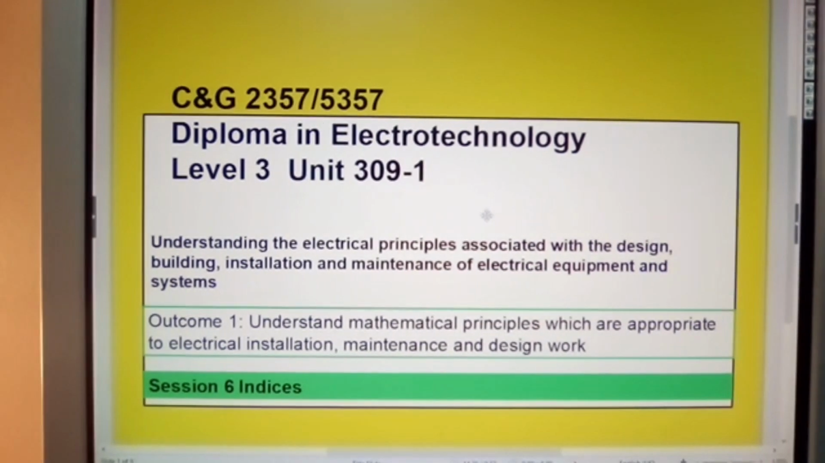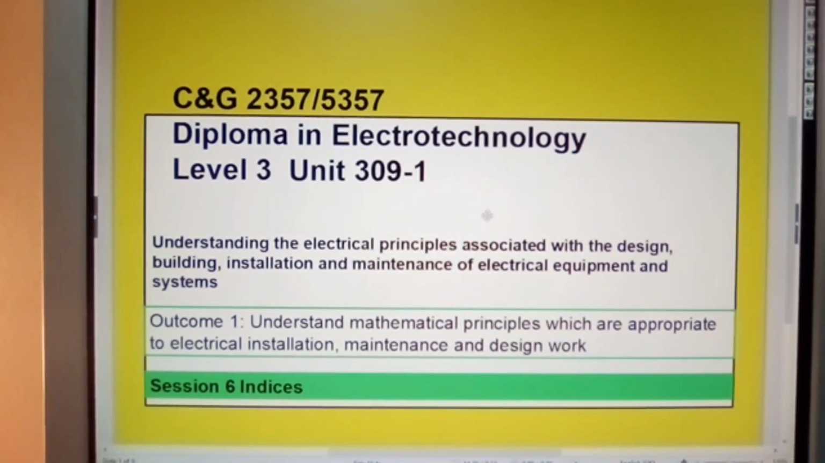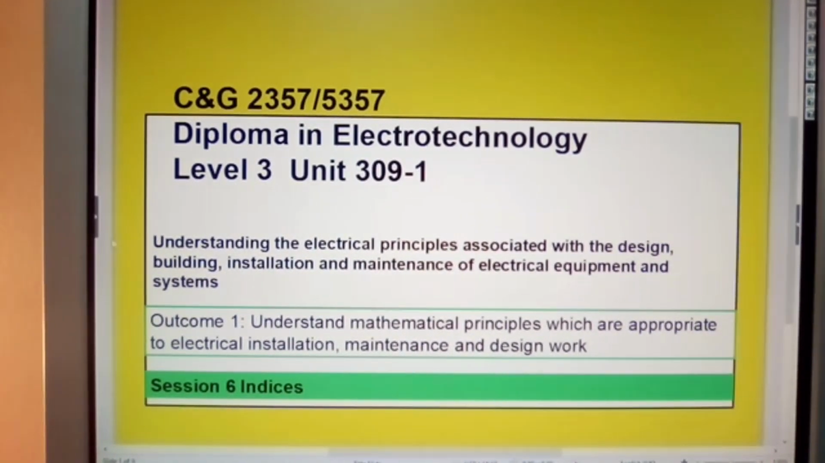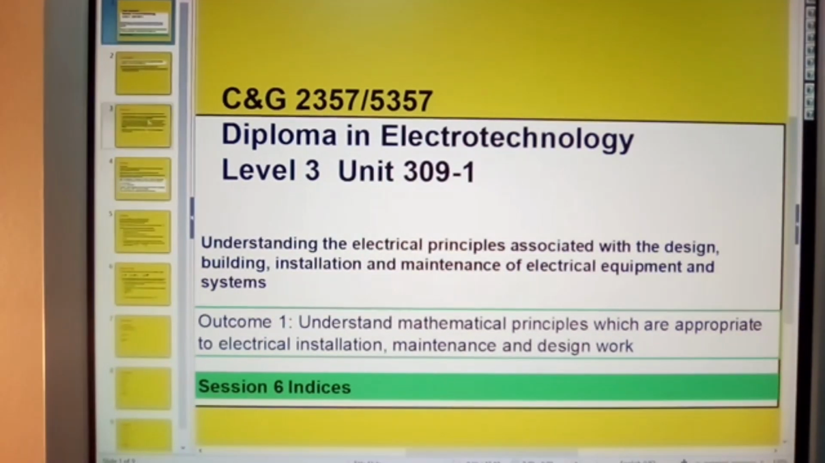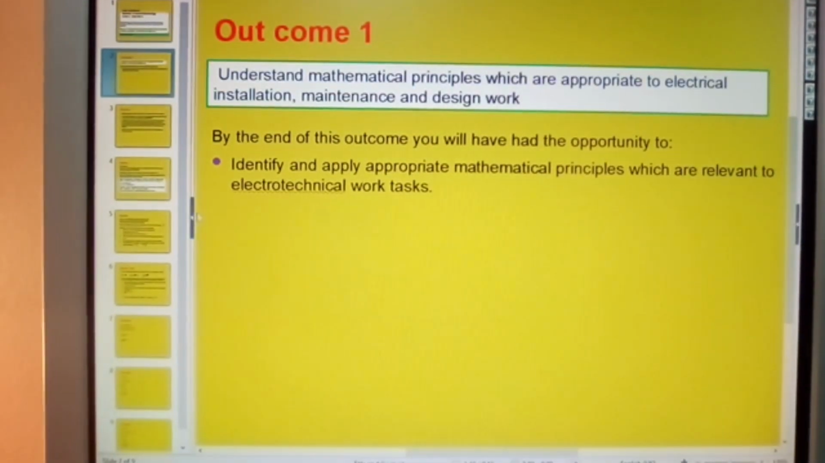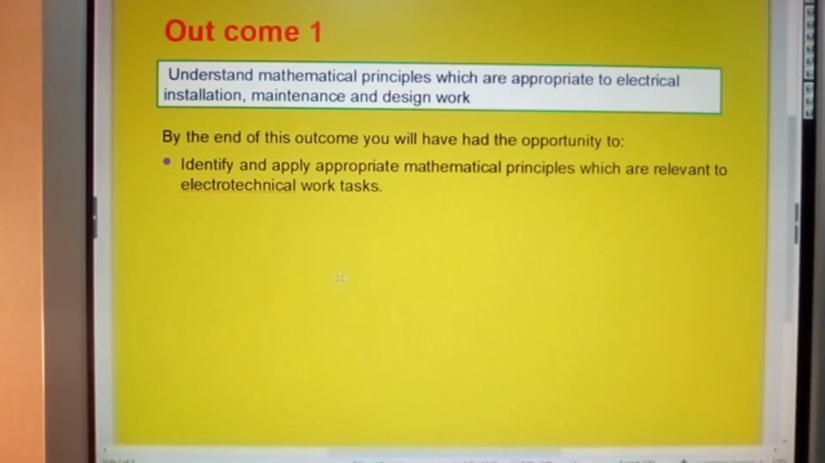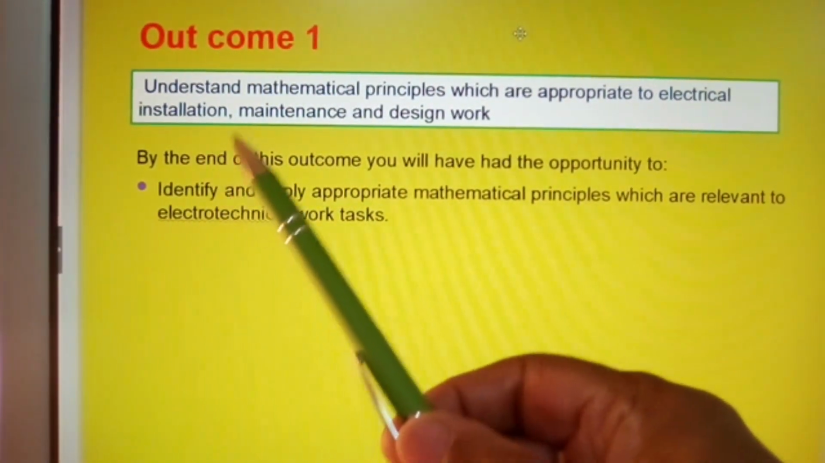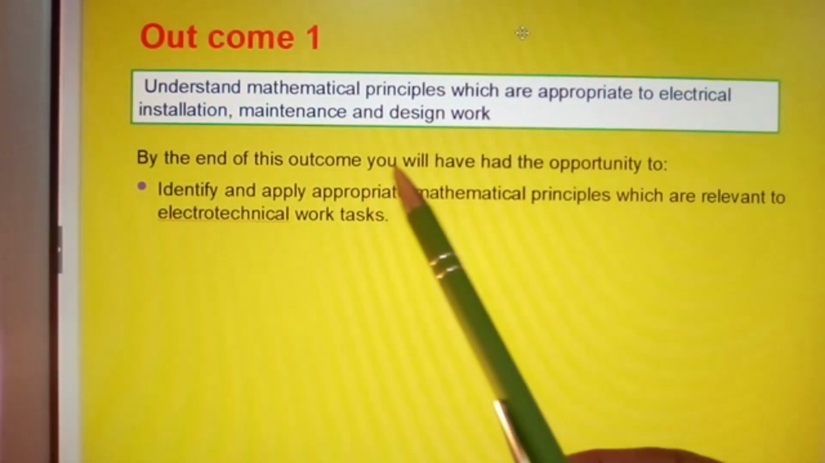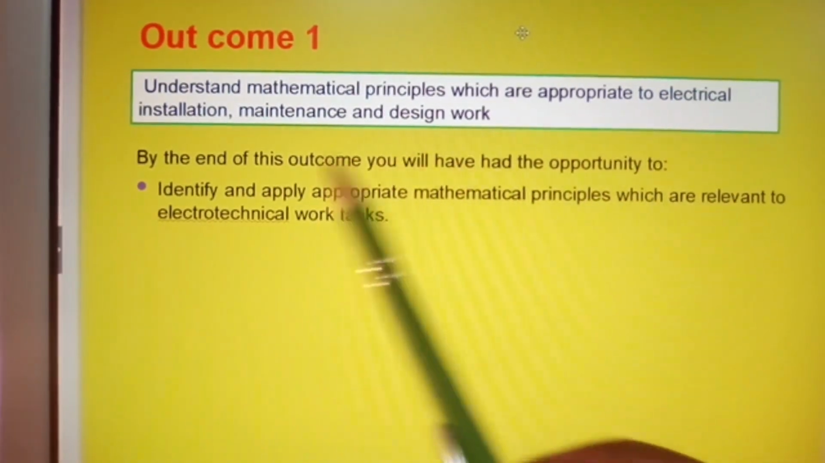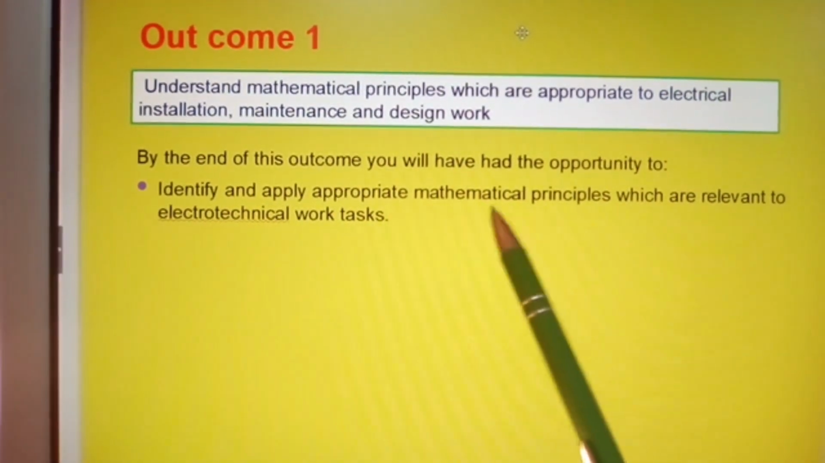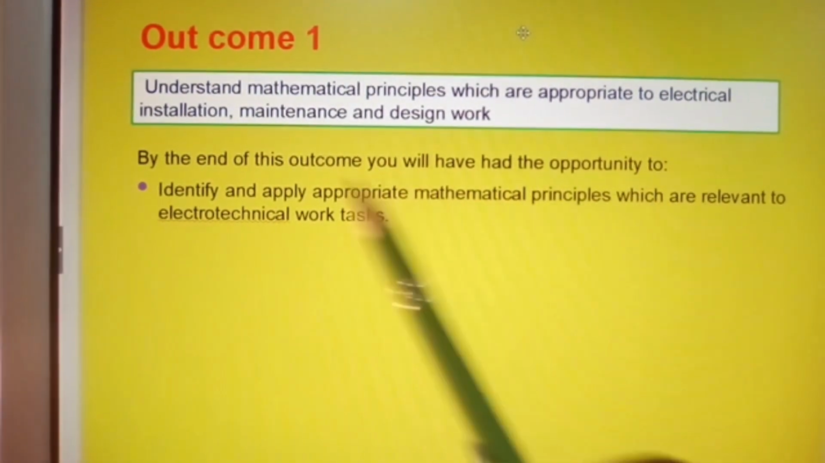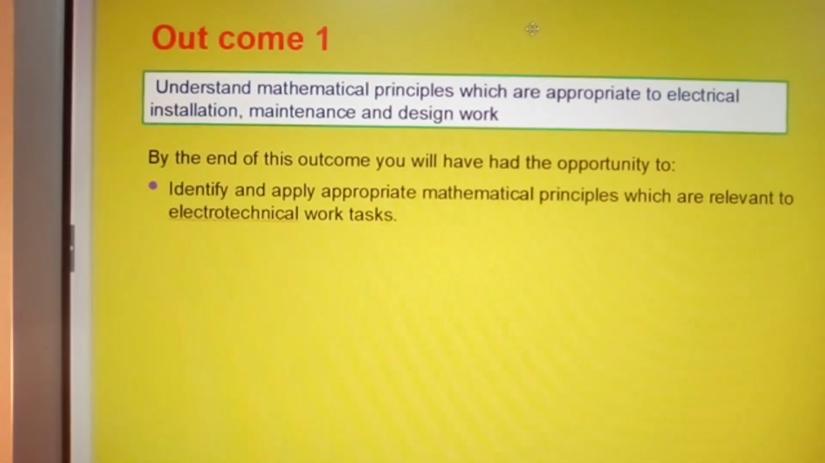Okay. We're looking at session 6 indices, and we can hopefully move on to that without that interruption from the buzzer. Outcome 1, okay? By the end of this outcome, you will have had the opportunity to identify and apply appropriate mathematical principles which are relevant to electrotechnical work tasks, okay?